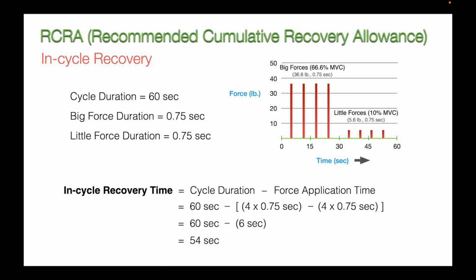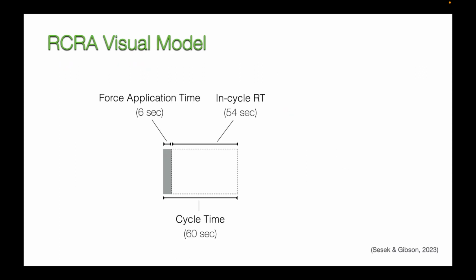Okay, well, how do we calculate that? I sort of just told you, but we have it. Say you take the cycle duration, and then you can see in the calculations at the bottom of the slide, you just subtract the force application time. So 4 times the 3/4 seconds in duration for the big forces, and then 4 times the 3/4 seconds for the little forces, and we come up with 60 minus 6 seconds, or 54 seconds of in-cycle recovery.